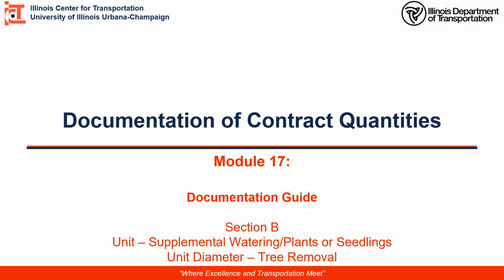Module 17. Under this module, we will cover pay items that utilize unit, such as supplemental watering, plants or seedlings. We will also cover unit diameter, which is a tree removal unit.